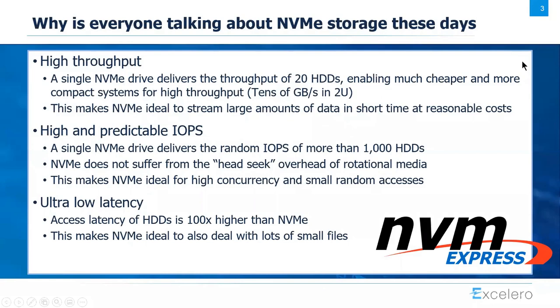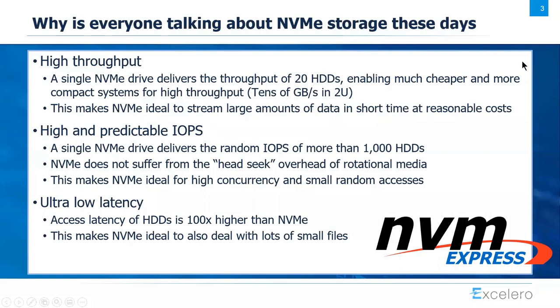So an NVMe drive these days is about 3 times the price of a spinning disk for the same capacity, but provides 20 times the performance. That's why, from a performance perspective, NVMe storage is much more affordable at high speed compared to spinning disks.